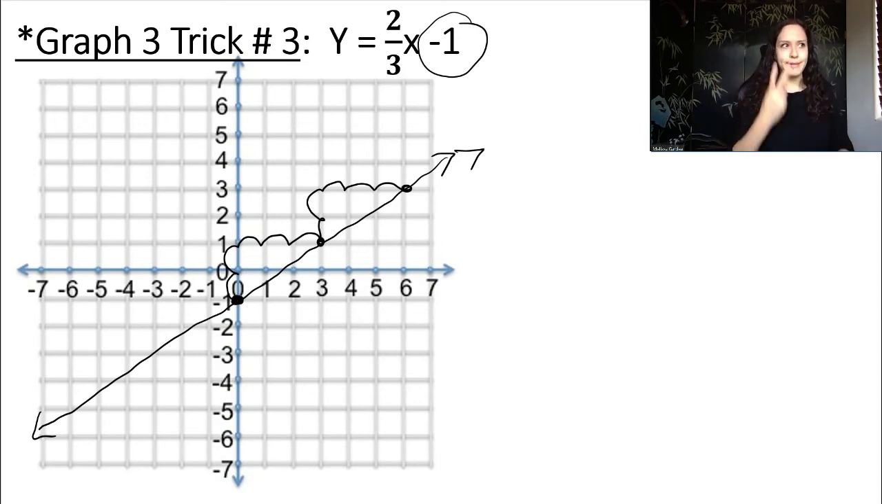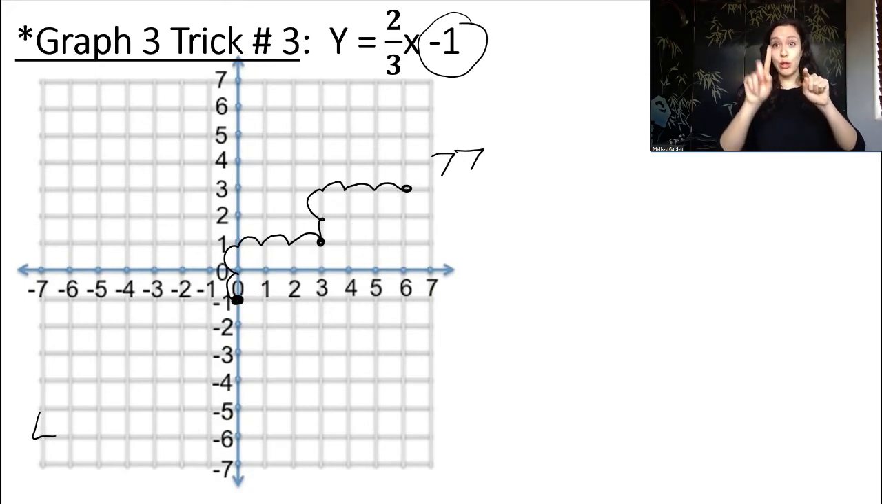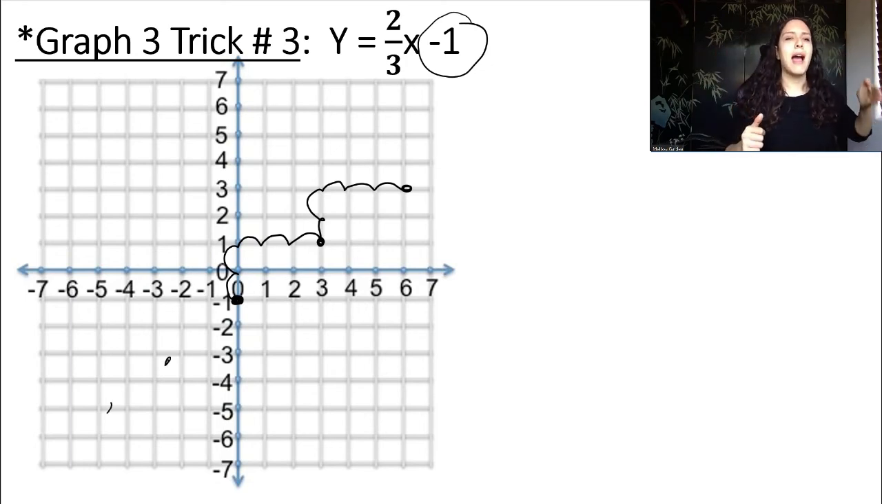But before we go on, there's something I want to show you. Okay, so say if you want a more accurate graph. Do you see how we started at negative 1 and went up 2 and then to the right 3? Well, what if I wanted to extend my dots to the left more? Okay, like me, I wanted more dots over here somewhere, and I want them to be accurate.